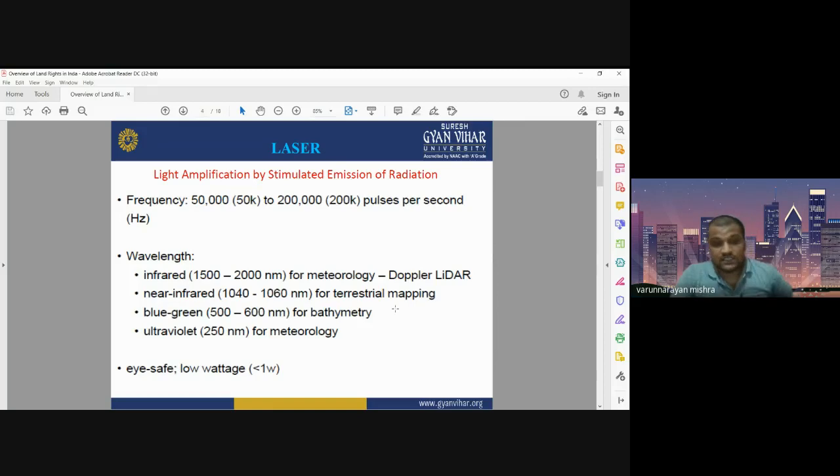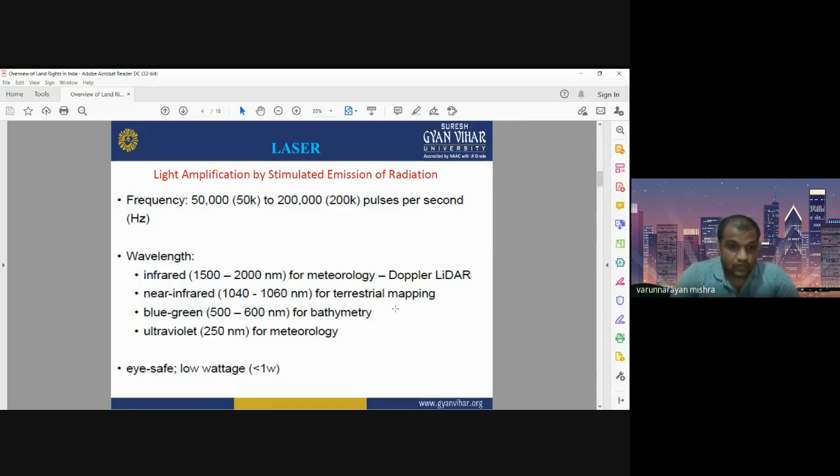Yesterday we discussed that depending on the amount of energy received by the sensor, or depending on the amount of energy absorbed by the atmospheric particles, you may get information about the concentration of a particular gas or a particular pollutant in the atmosphere.